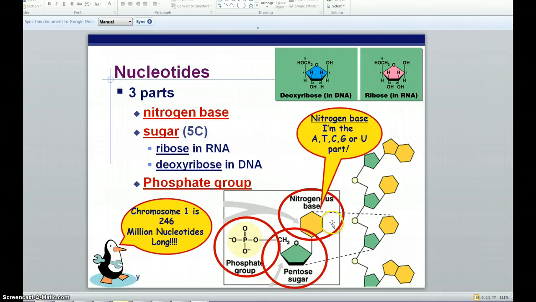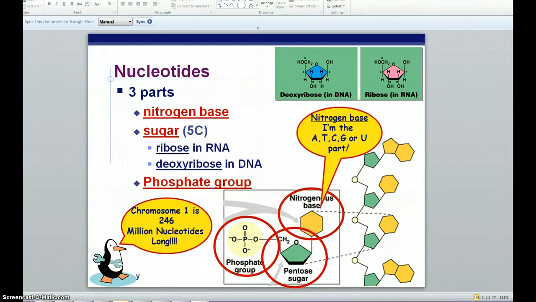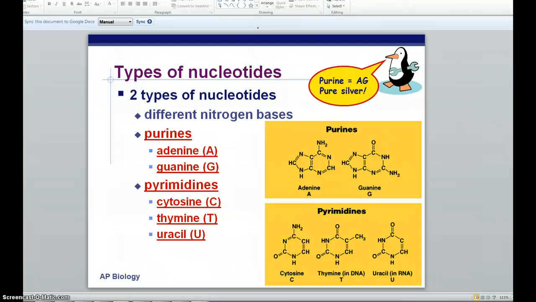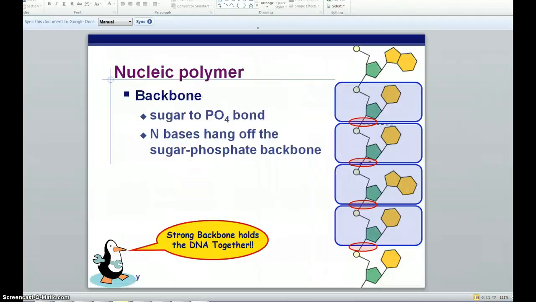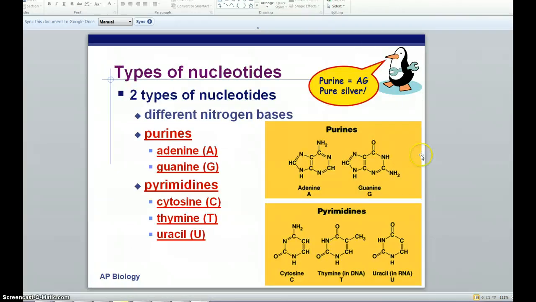This is a nucleotide. A nucleotide is the combination of the sugar, the phosphate group, which form the backbone, and a nitrogenous base, which connects to another base across the aisle in the helix, which makes up the DNA. There are 2 kinds of nucleotides. There are purines, which are adenine and guanine, and there are pyrimidines, which are cytosine, thymine, and uracil.